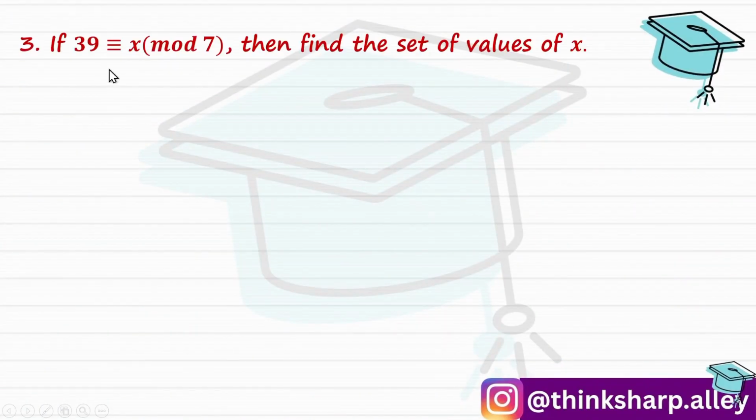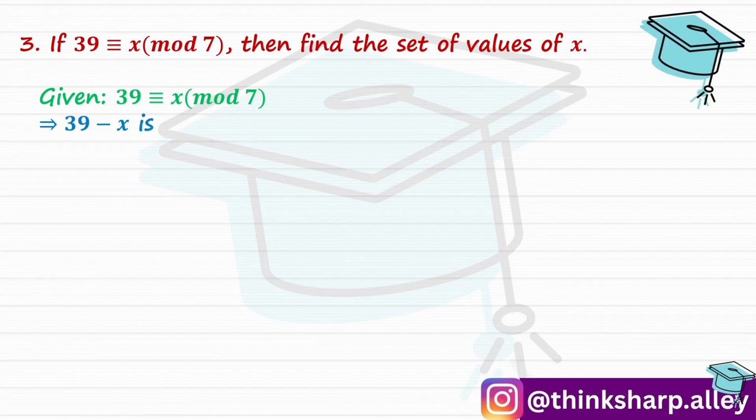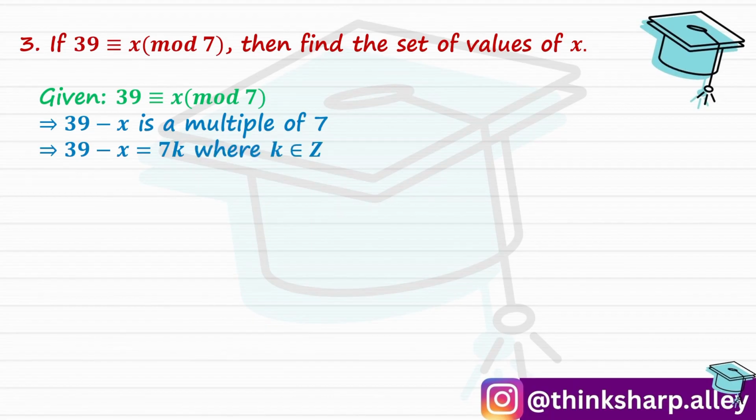Moving on to our next question, which is this. If 39 is congruent to x modulo 7, we have to find the set of values of x. Again, I hope you understand that 39 and x both leave the same remainder when divided by 7. They are congruent numbers, which means their difference is going to be divisible by 7. So we can write this as 39 minus x equal to 7k, where k is an integer. So, x is equal to 39 minus 7k.